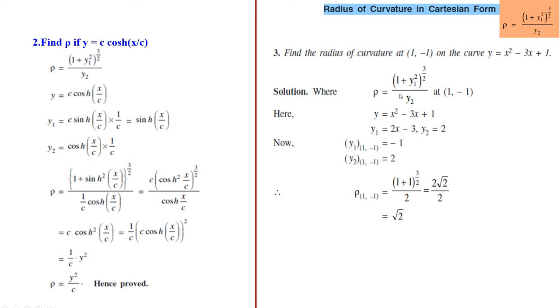Now substitute these values here. So you have 1 plus minus 1 square, so 1 plus 1 raised to the power 3 by 2, so 2 to the power 3 by 2, that is 2 into root 2 divided by 2, so you have the answer as root 2.